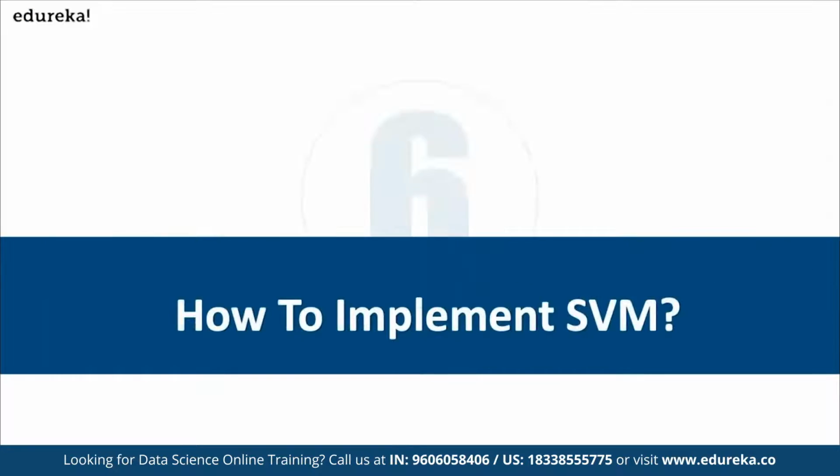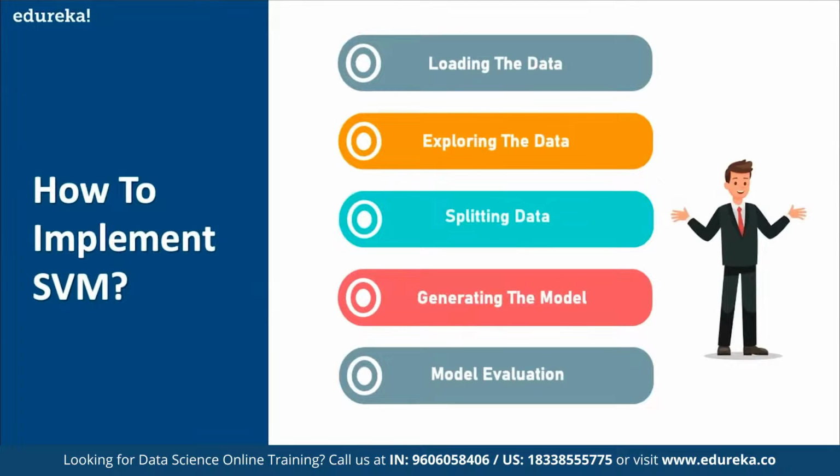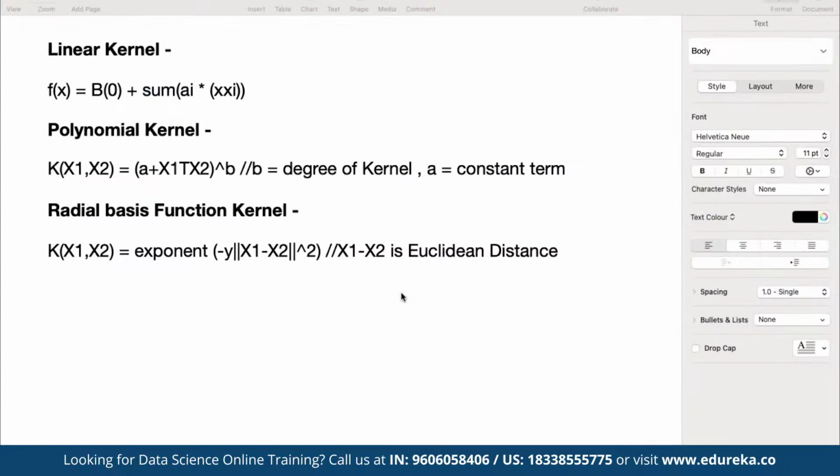Now in terms of how to implement SVM, first of all we have to load the data, explore the data, split the data, and then generate the model, and then evaluate the model as well. As we discussed, in case you have been confused, linear is simply going to be the dot product between any two given observations. Here the product is going to be between two different vectors. It's simply going to be the sum of multiplication of each pair.